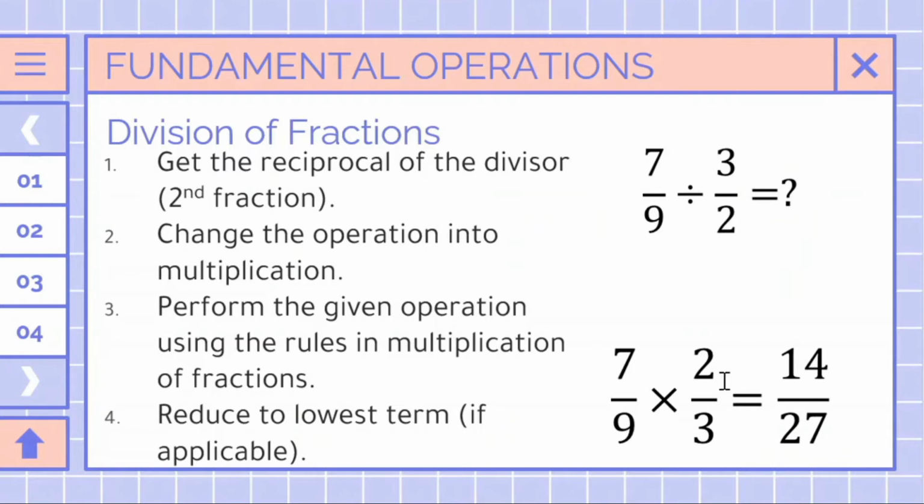And then perform the given operation. So 7 times 2 is equal to 14. And then 9 times 3 is equal to 27. Lowest term na po? Yes.